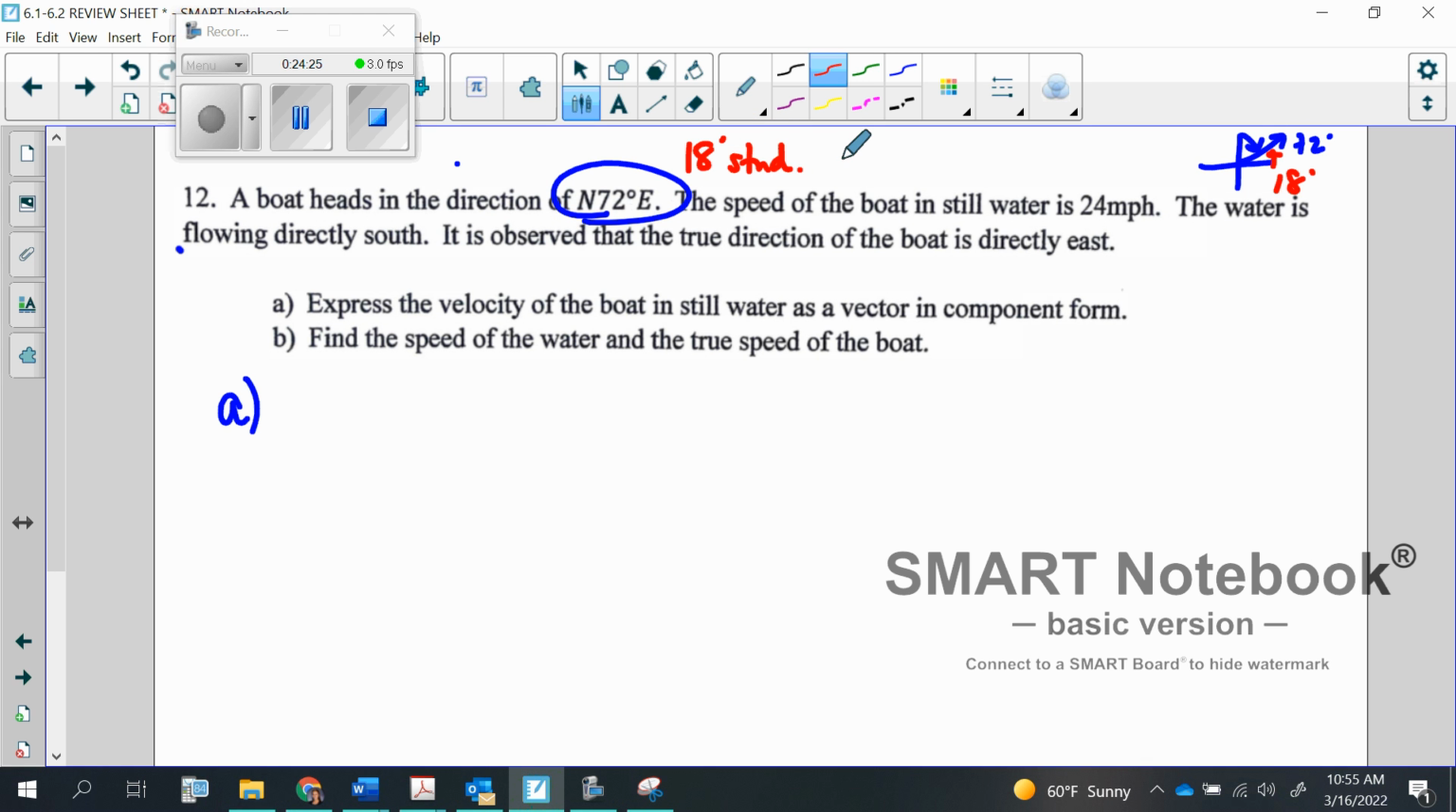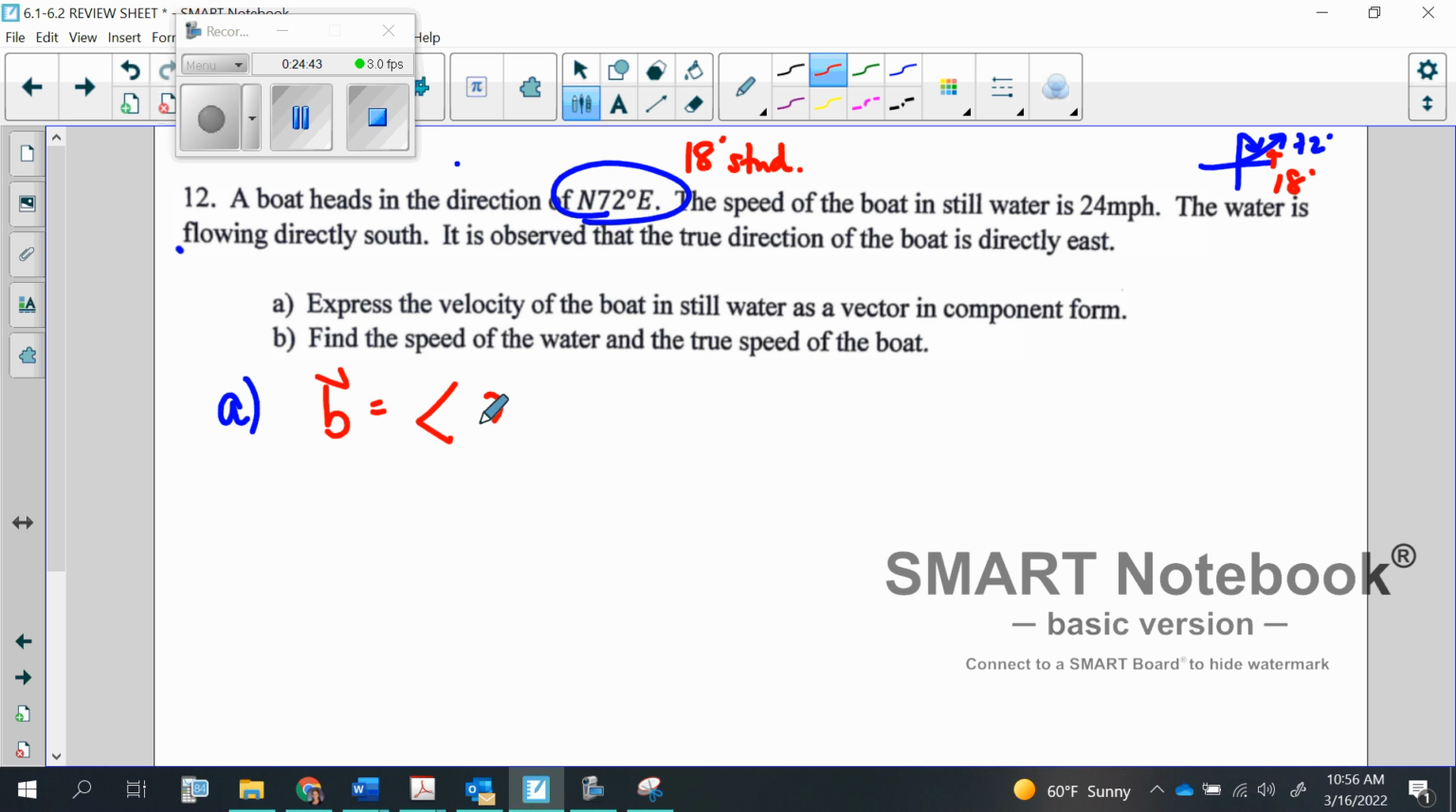The speed of the boat in still water is 24 miles per hour. The water is flowing directly south. It is observed that the true direction of the boat is directly east, so that's related to the resultant. So express the velocity of the boat in still water. I'm just going to use B for boat. I don't know what I used on the answer key, but that's fine.